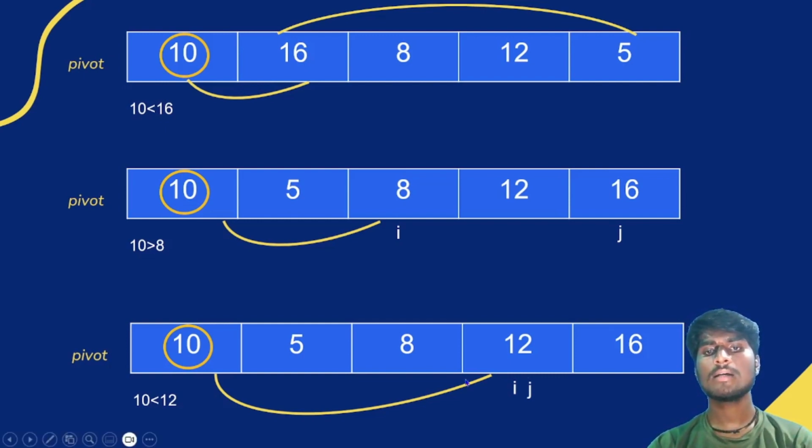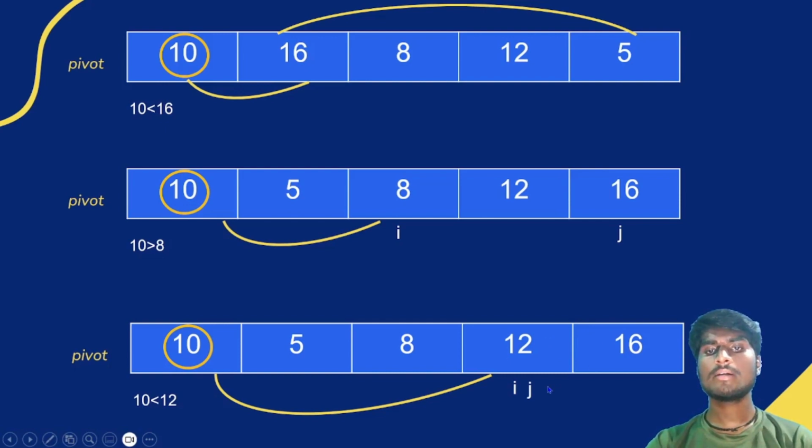I and j, you can see that i and j are at the same position, so we need to swap the pivot element with 12. 12 is more than 10. Now we need to compare 12 with the last term of the array, but in this case we have already reached the last element. I and j are at the same position, so we can't swap the 10 with 12. 12 is more than 10, but we can't swap 12 with 16 because we have already reached the last element.